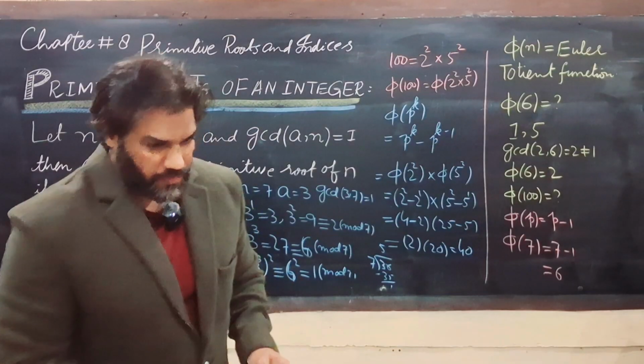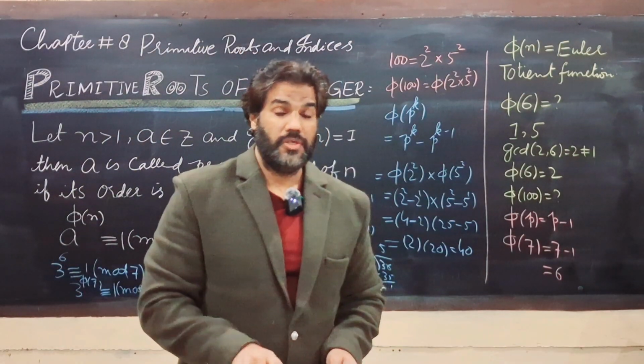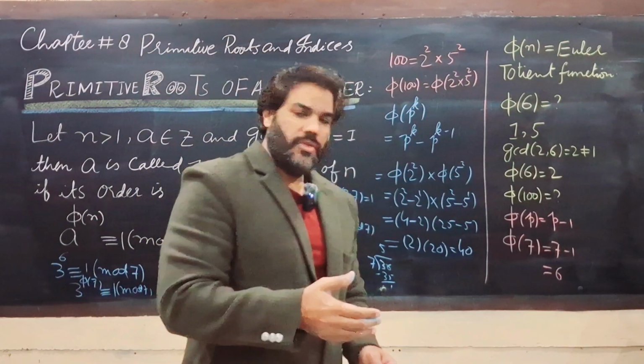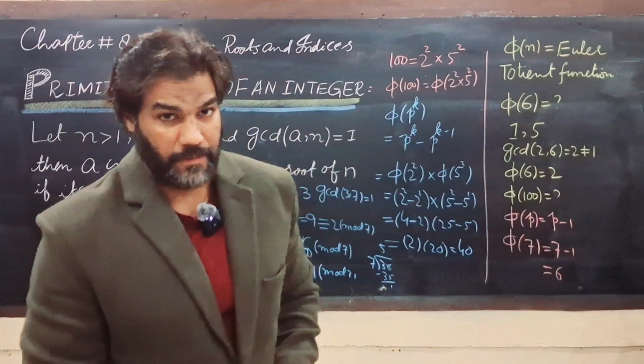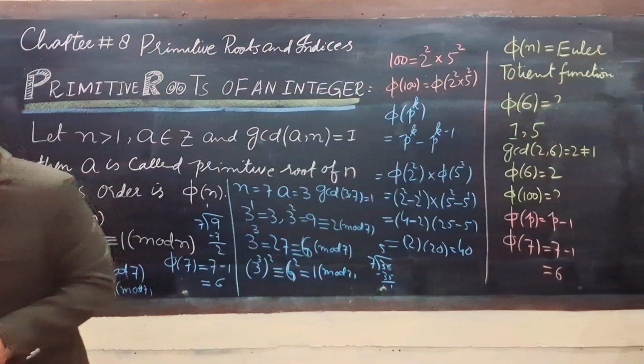So to find a primitive root, first you will calculate the order of the integer. If its order is phi of n, then we will say that that integer is a primitive root of the given modulo n. We take some more examples to elaborate the concept.